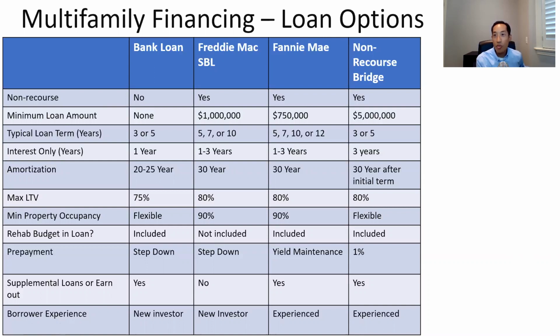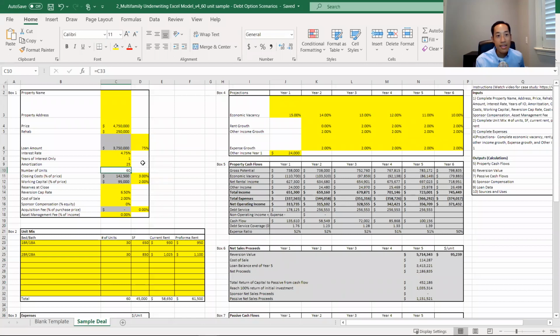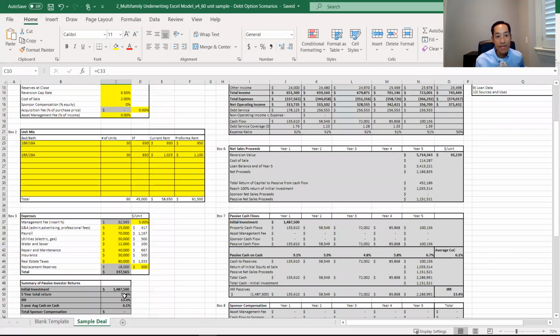So let's go through each one of these and just plug in what I think current terms are in today's market. So let's look at recourse bank loan, right? They're going to go up to about 75% loan to cost. Interest rate about 4.75 right now. Years of interest only is typically 1. Amortization 25. They aren't requiring any reserves at close right now, and then your cost of sale is about 2%, right? So when you plug that into the model, your return's about 77% total return, which is good.